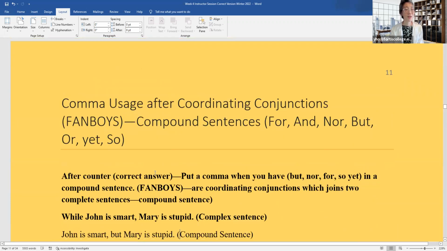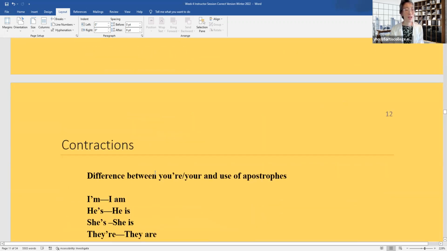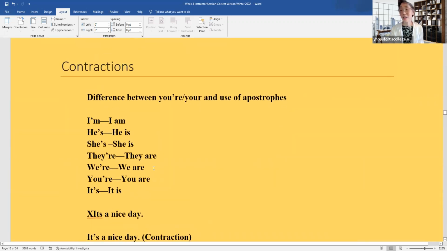Okay, so I'm going to go on. We're done with commas, okay? Now we're going to do something easy like contractions. When we talk in contractions, we sound very conversational and we sound like you're talking to a family member. Once again, if you're going to go on a job interview, I would avoid contractions and I would say I am, he is, she is, they are, we are, you are, it is.